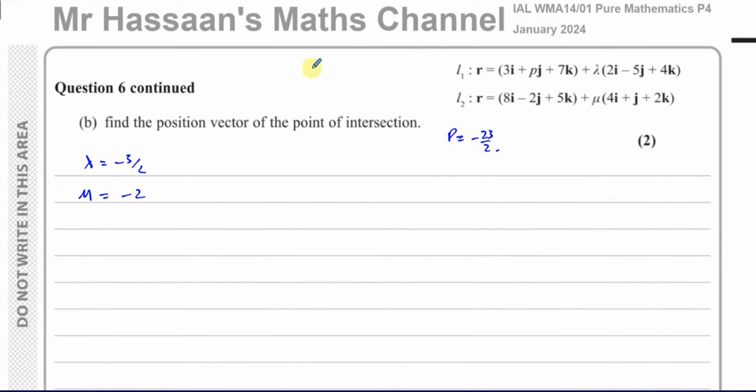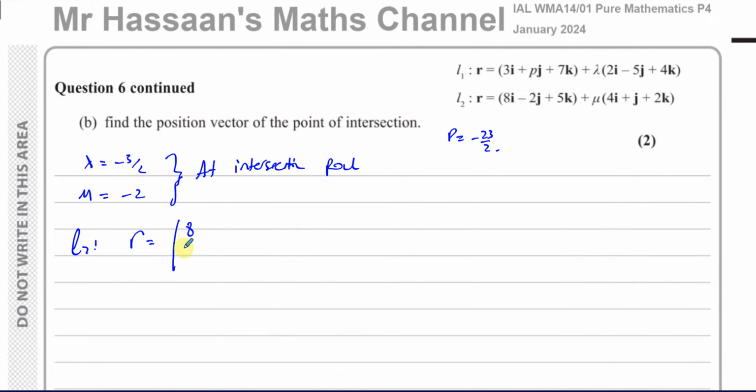Okay, that we know p is equal to negative 23 over 2. That's a constant. But lambda and mu, this is the value of lambda and mu, at the point of intersection. You can say at the intersection point. So we can take either of those two, and I would choose line 2. Why? Because we know for line 2 we have all the values, and p, if we made a mistake, that could cause some problems. So it's better to use what we know for sure.